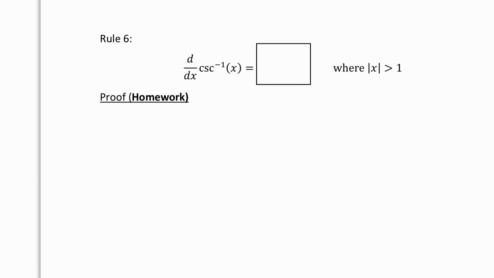Finally, we have the derivative of cosecant inverse, which, you guessed it, is just the negative of secant inverse. So negative 1 over x square root x squared minus 1. Please complete the proof for homework.